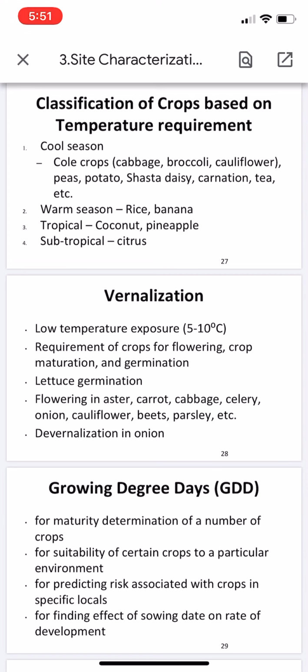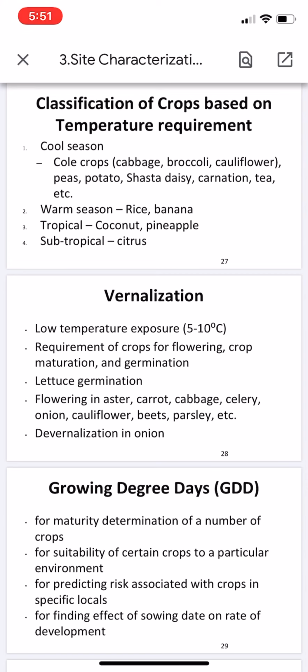Have you heard about the word vernalization before? It's the low temperature exposure from 5 to 10 degrees Celsius, which is almost freezing. These are requirements of crops for flowering, crop maturation, and germination, and also for lettuce germination. This process is used for flowering in aster, carrot, cabbage, celery, onion, cauliflower, beets, parsley, and more. It's also used as devernalization in onion.